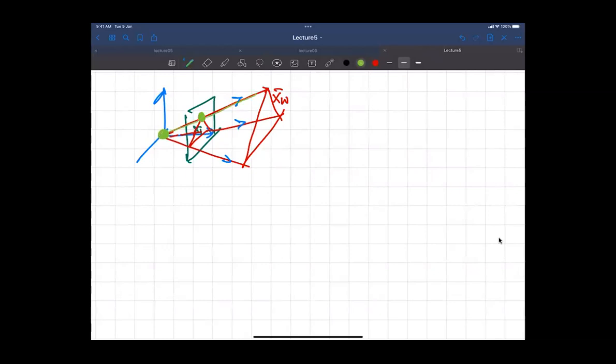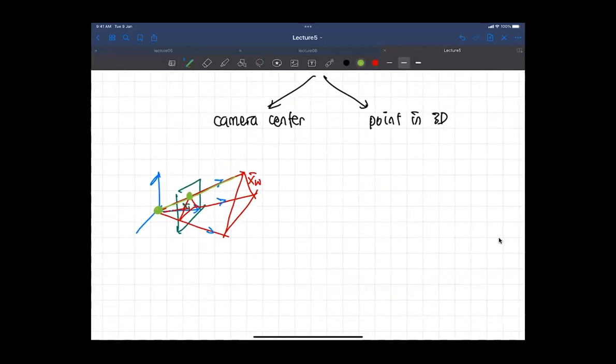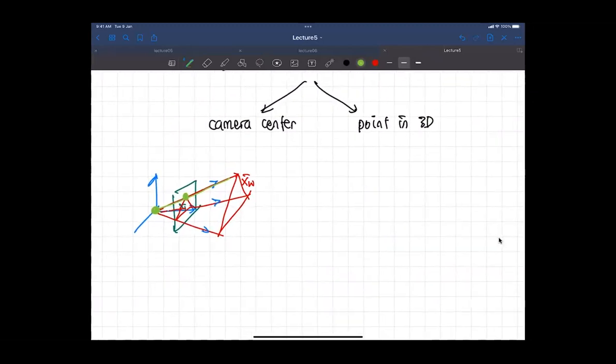So a line is formed by 2 points. And these 2 points that are important are the origin of the camera and the representative of your point in the 3D world. If you want to do this, you have to do it in the same coordinate system. We have to work in the world system, not the camera system. So this one has to be in the world coordinate system.